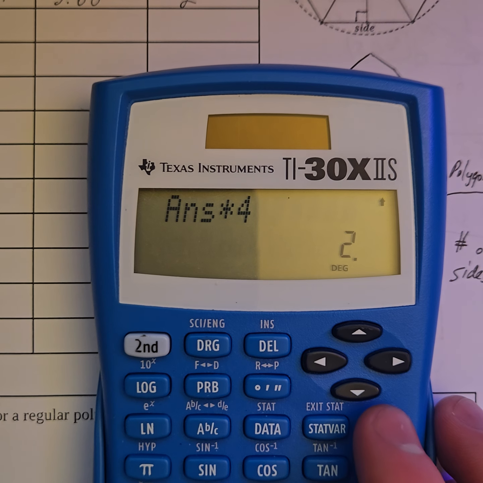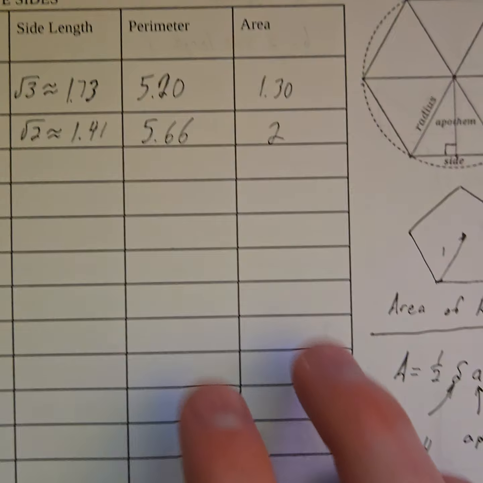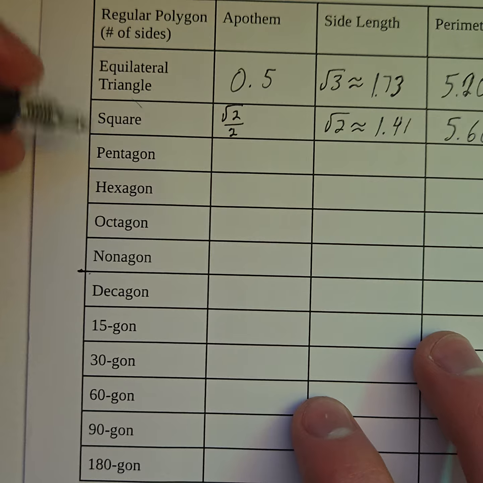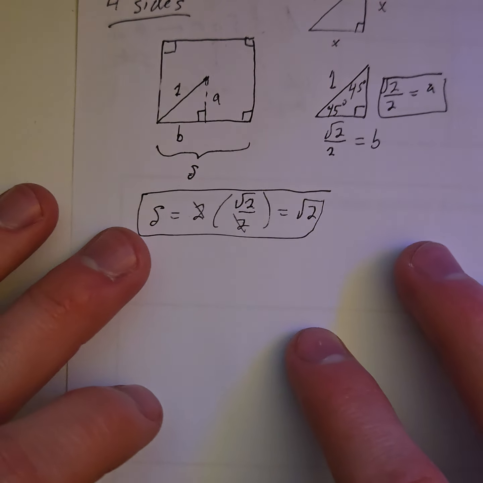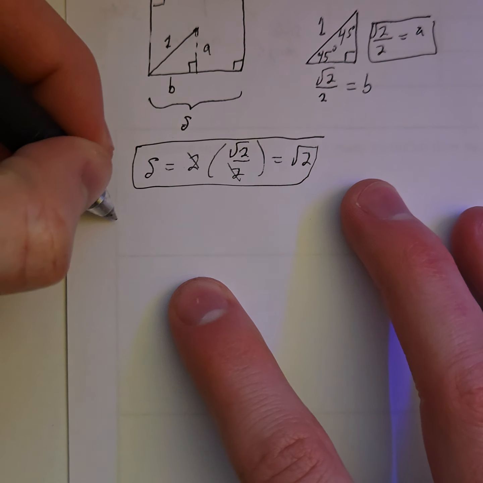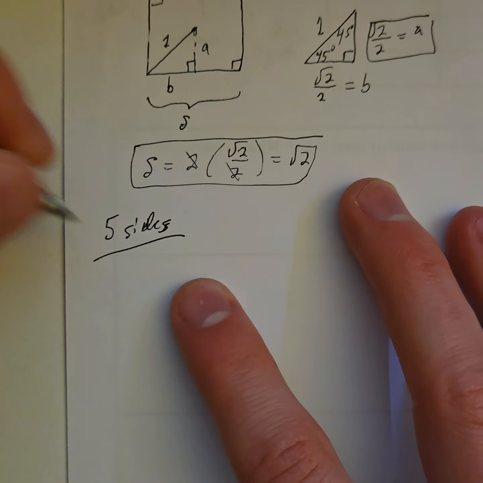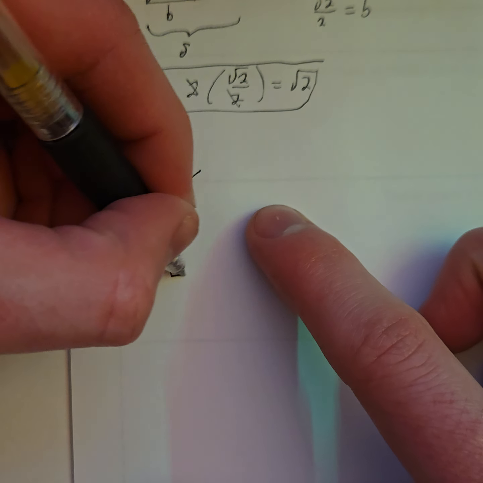Okay, there we go. Now we're still watching for a pattern as this gets bigger and bigger. Let's try out the pentagon and hexagon. Let's keep going here. Now we're going to move on to 5 sides. Now with 5 sides, it gets a little bit trickier. If we have a pentagon, you can try drawing it if you want.